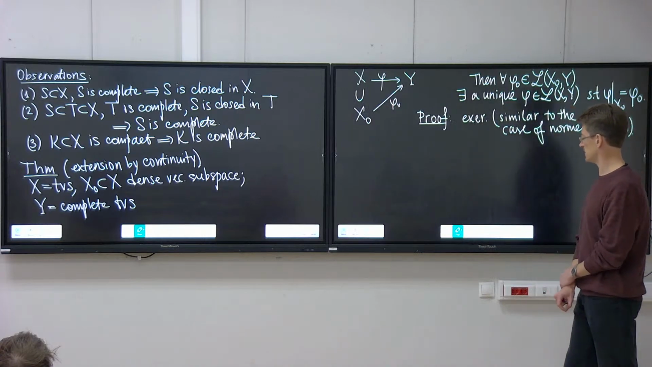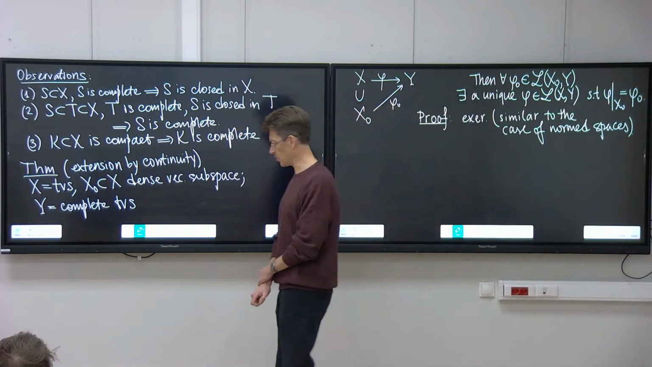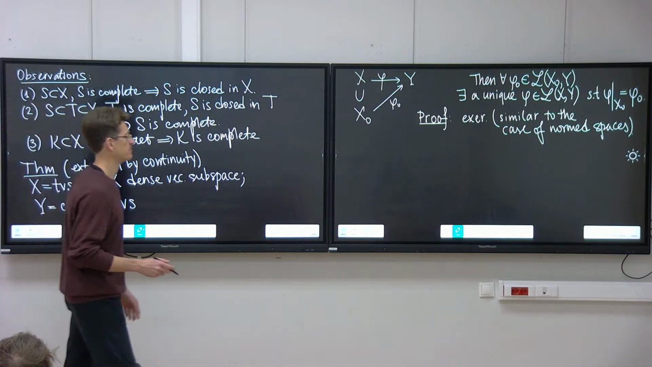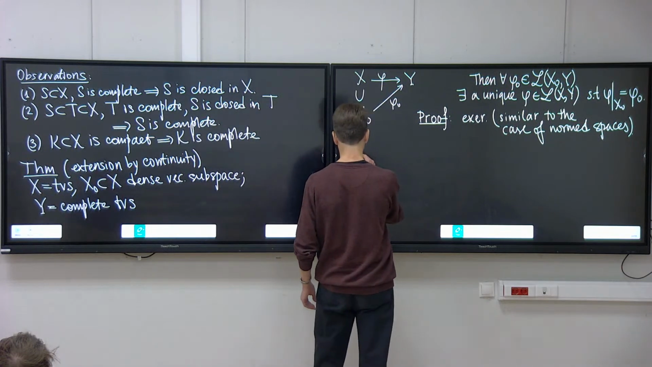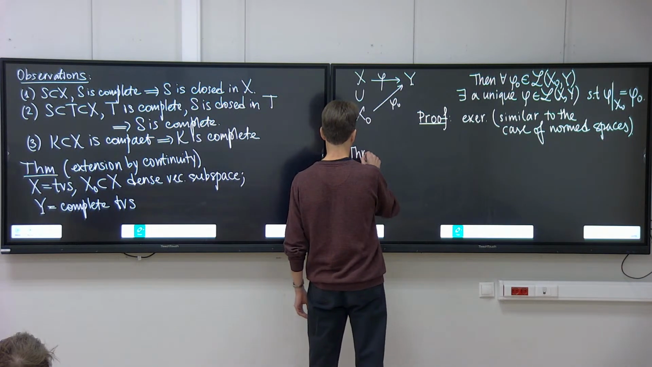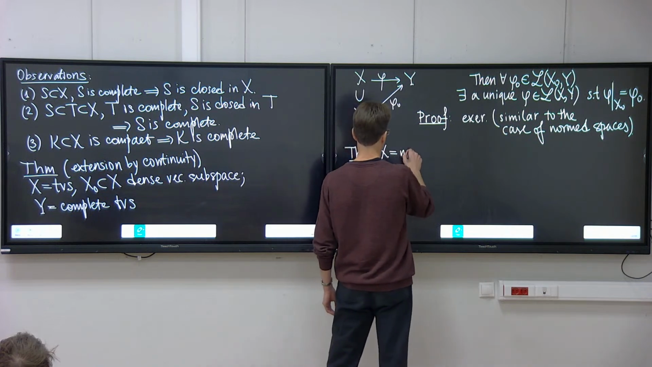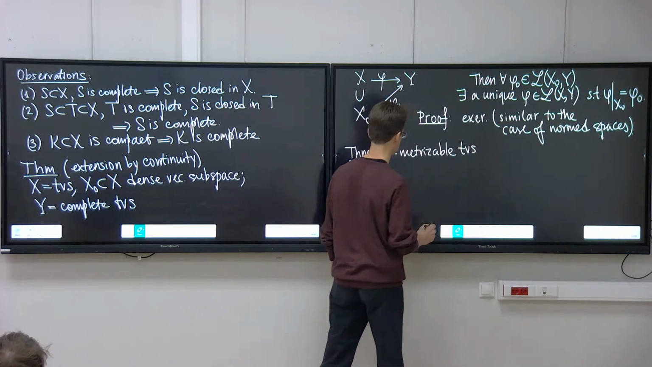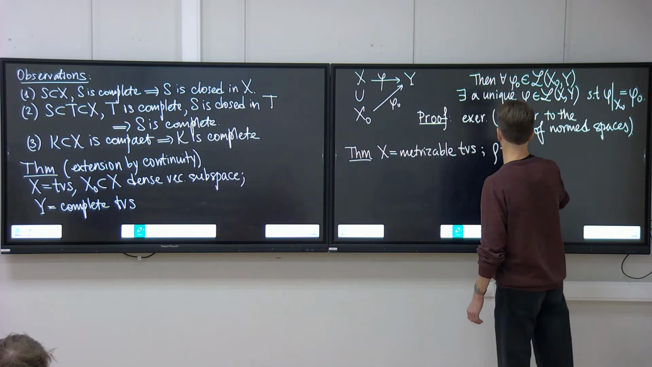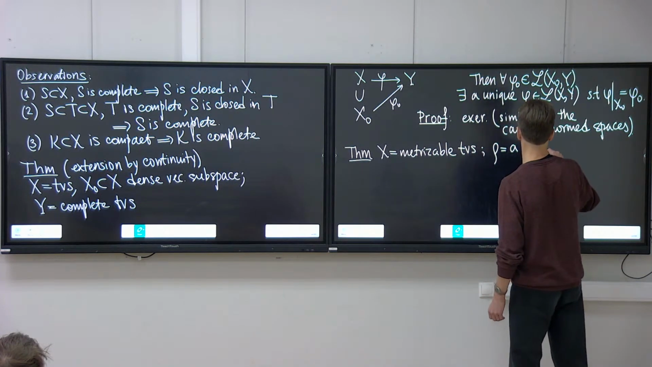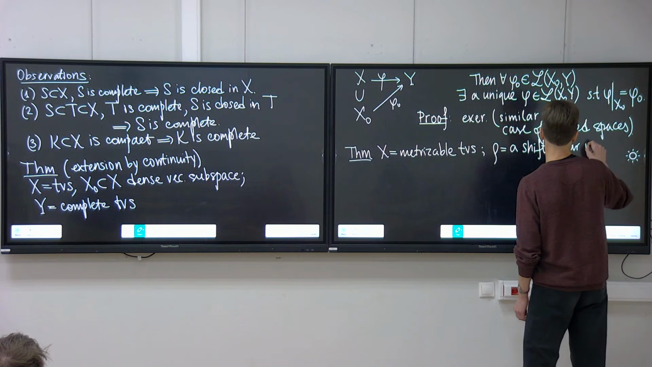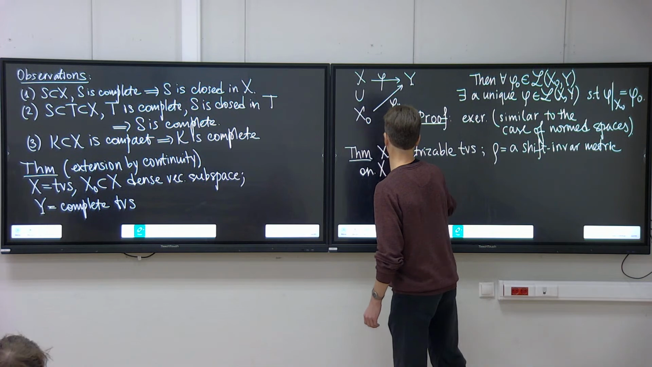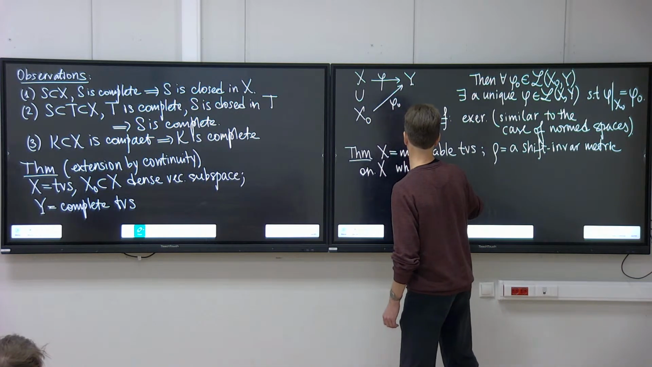Okay, let's now discuss how completeness of topological vector spaces is related to metric completeness. Theorem. Suppose X is a metrizable topological vector space, and let rho be a shift invariant metric on X, which generates the topology of X.